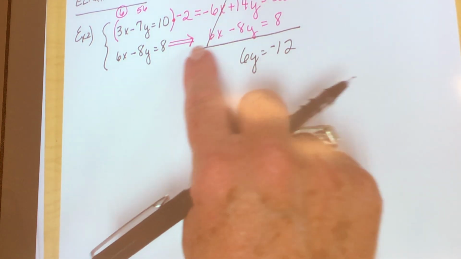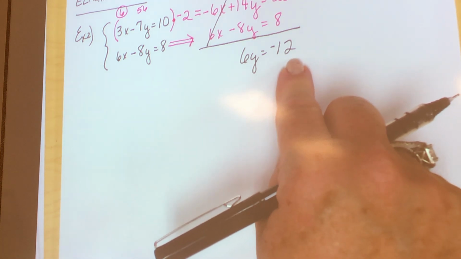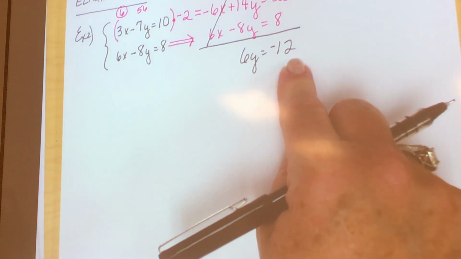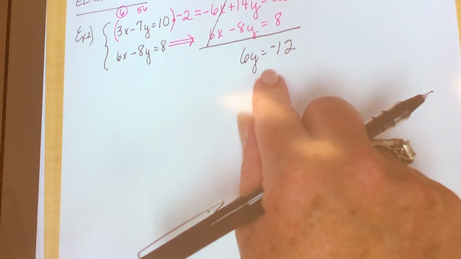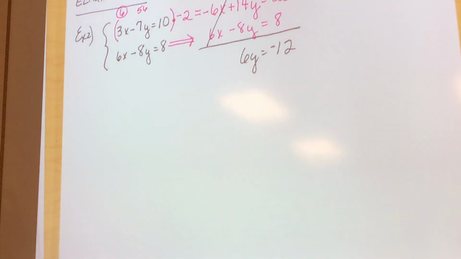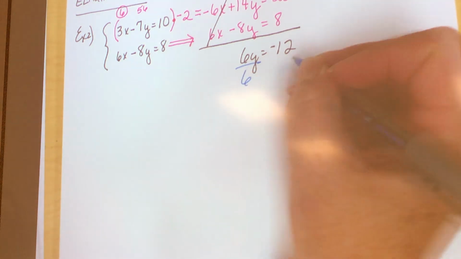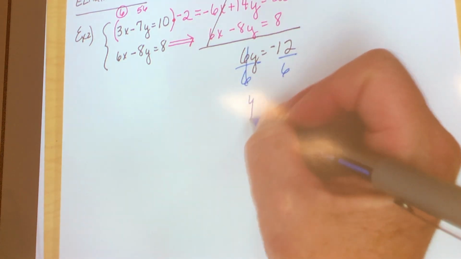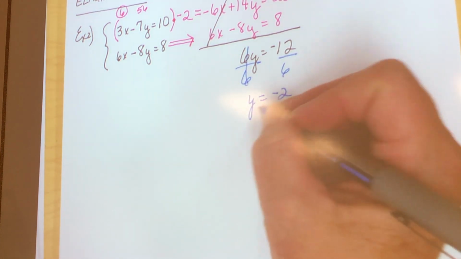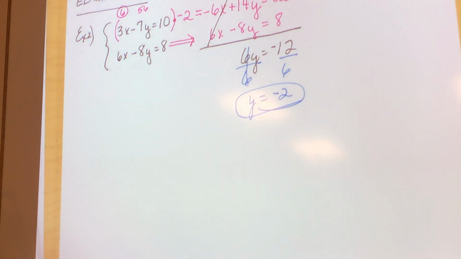Okay? I don't want to just have the line missing and this written there, and I'm like, what? Where did you get that? Where did that come from? The line tells me where you got it. Okay? Now I'm solving for y, so tell me what to do. Divide by 6. Divide by 6. And what is y equal to? Negative 2. Negative 2. Circle it. That's half my answer. Okay?